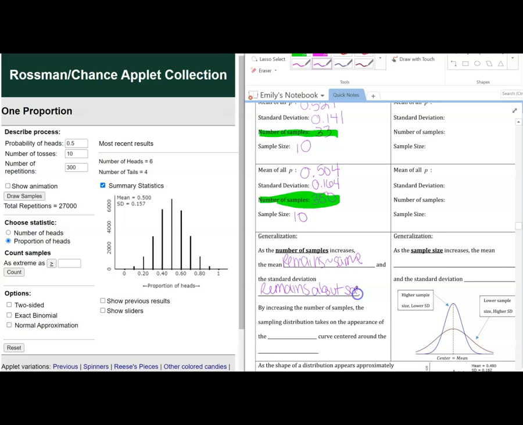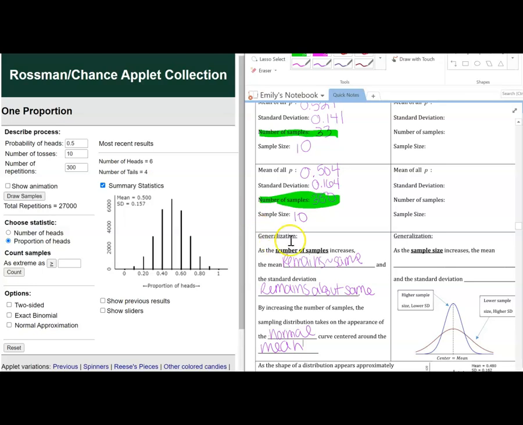Sorry, my handwriting is awful right now because I'm writing on my laptop while it's vertical, so I'm writing perpendicular to the screen. By increasing the number of samples, the sampling distribution takes on the appearance of a normal curve, as I just explained, centered around the mean, right in the middle over here on the left.